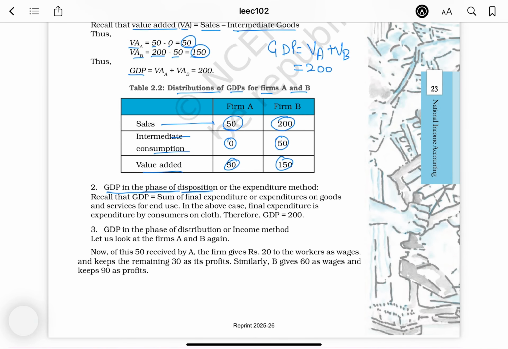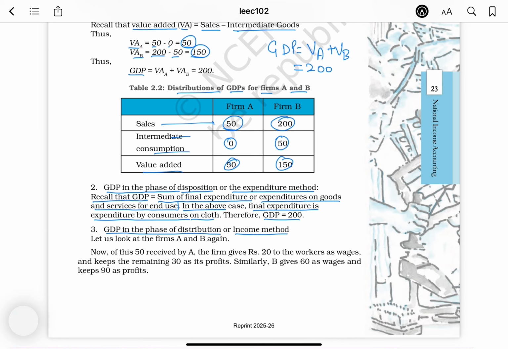GDP in the phase of disposition, or the expenditure method. Recall that GDP equals the sum of final expenditure, or expenditures on goods and services for end use. In the above case, final expenditure is the expenditure by consumers on clothes. Therefore, GDP equals 200.